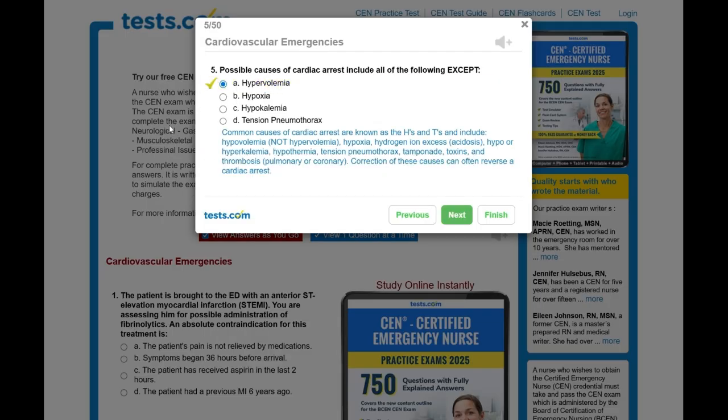A. Hypervolemia. Common causes of cardiac arrest, known as the H's and T's, include hypovolemia, not hypervolemia, hypoxia, hydrogen ion excess (acidosis), hypo or hyperkalemia, hypothermia, tension pneumothorax, tamponade, toxins, and thrombosis, pulmonary or coronary. Correction of these causes can often reverse a cardiac arrest.